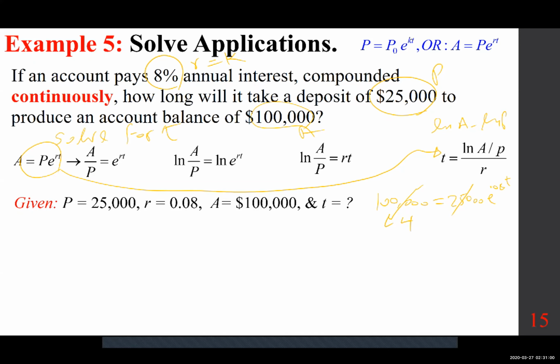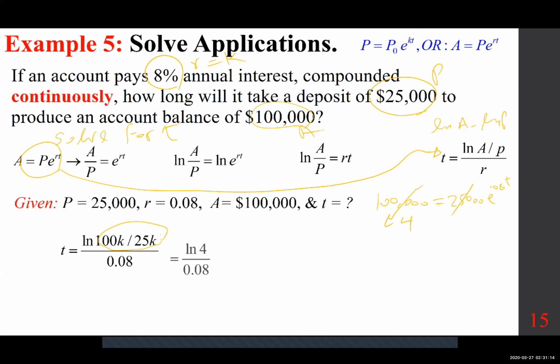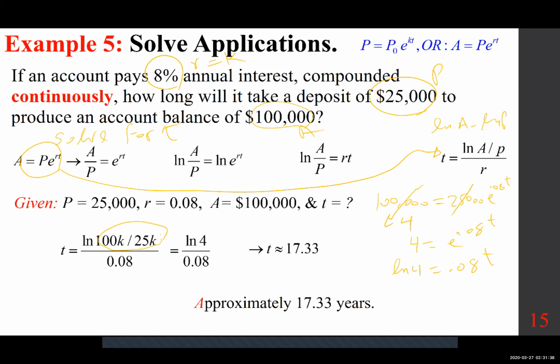Or the formula we just came up with, T is ln of A over P. This is 4, and you come up with the answer. Okay, so it takes approximately that long. Or if you go with this one, so you have 4 equals e to the power of 0.08T. And so if you take the natural log of both sides, you have ln4 equals 0.08T. And then from here, you can find the T.